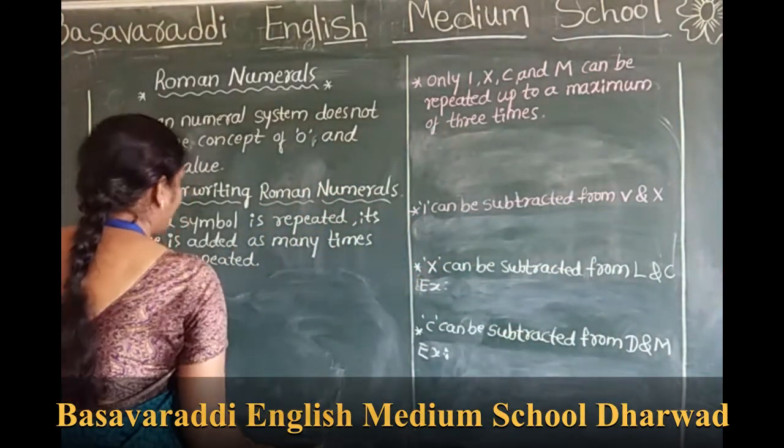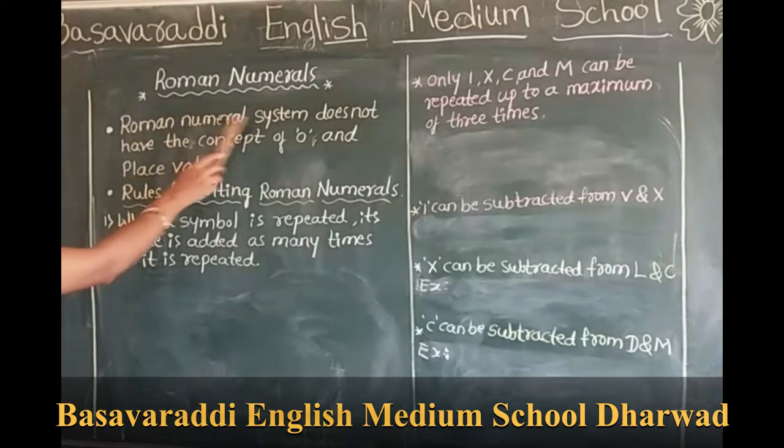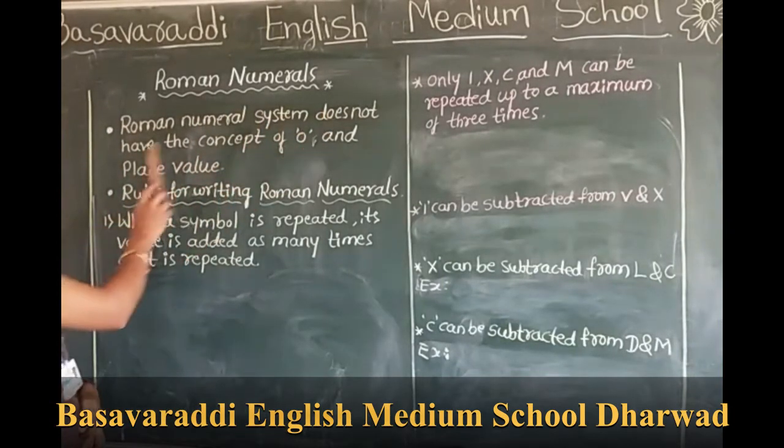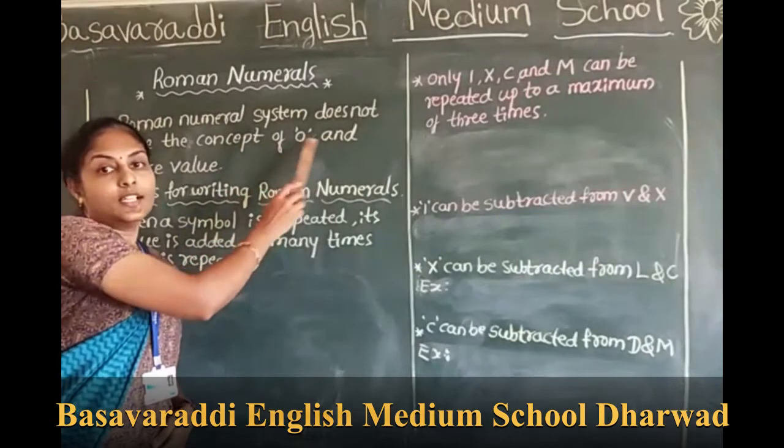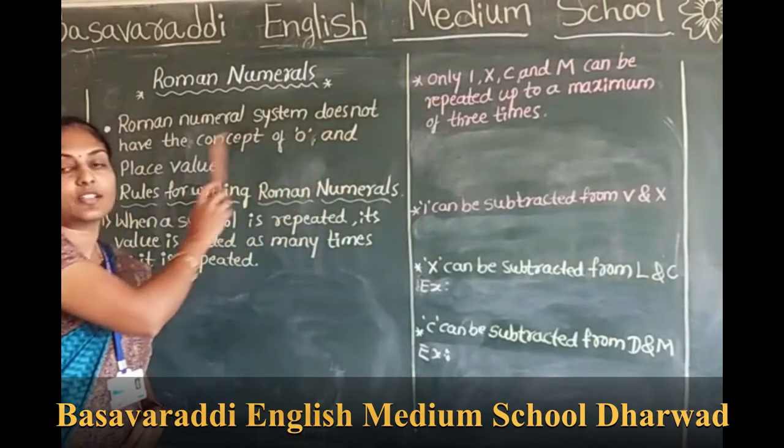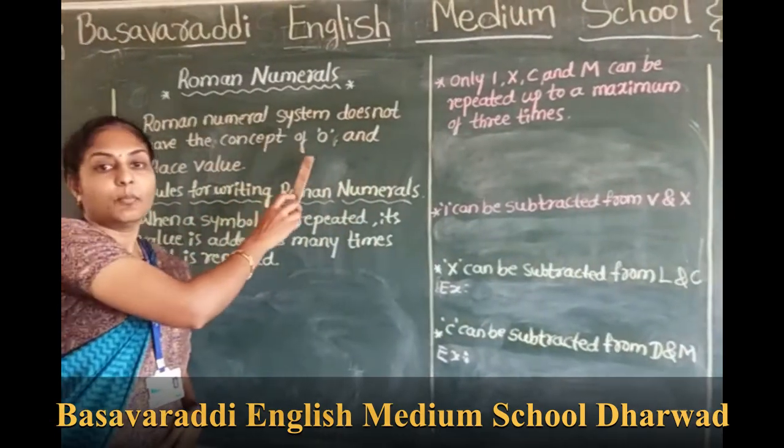Okay, one more point here. The Roman numeral system does not have the concept of zero and place value.